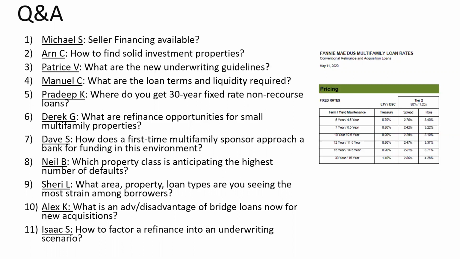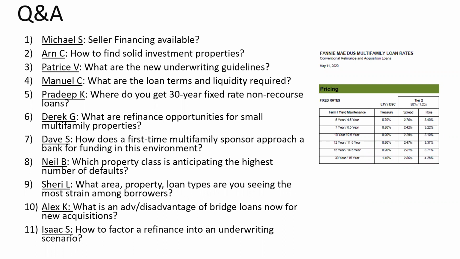Number seven, Dave SS asks, how does a first-time multifamily sponsor approach a bank for funding in this environment? You definitely have to have your ducks in a row in terms of PFS, REO schedule, T12, rent roll, and put all that together in a package and be able to send that into a bank so that they know that you're qualified for the loan and that you are prepared to close it, whether it's acquisition or refinance.